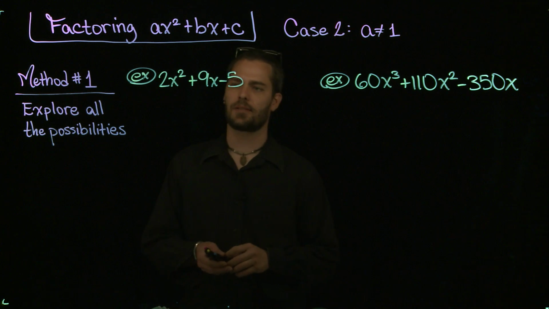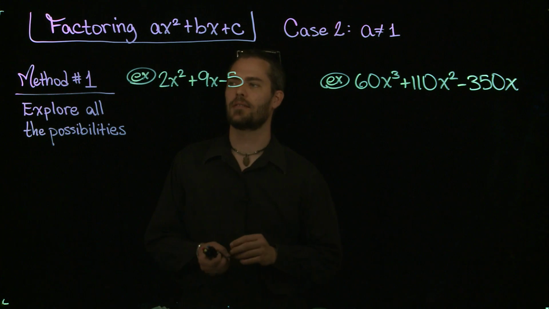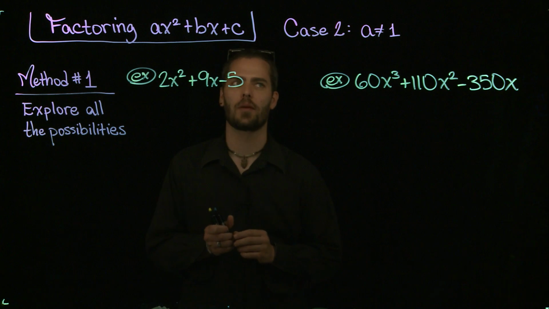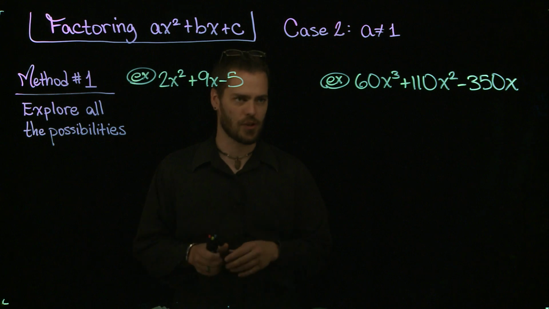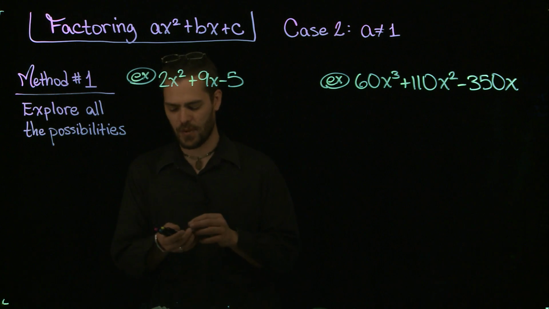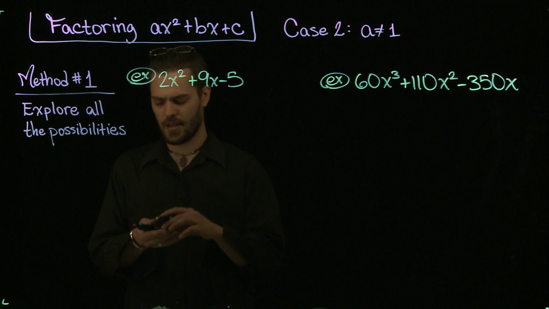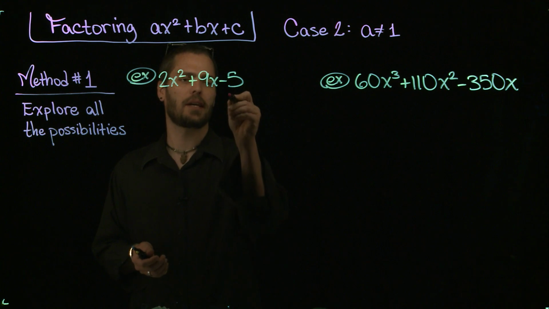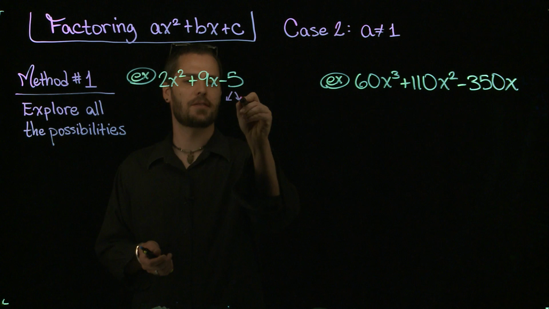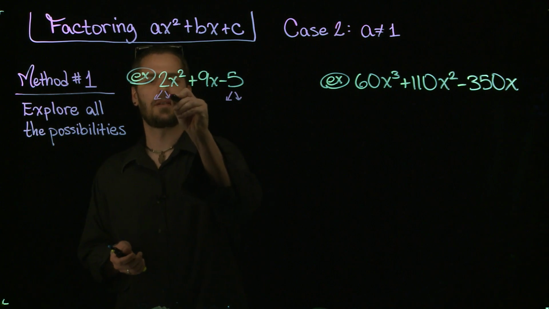Okay, I'd like to show a couple more examples of using method number 1, exploring all the possibilities to try to factor these two trinomials. So let me start with the first one here. By method number 1, I'm going to look at the factors of the constant term and the leading coefficient.